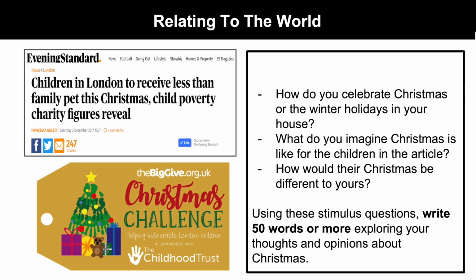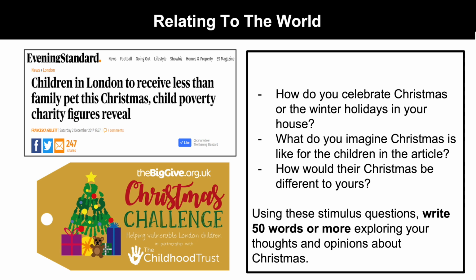Another method that Graves and Graves suggested was relating the text to the world around us. Take, for example, A Christmas Carol. A great way to think about how this text is still relevant in 2020 is to think about what's going on in the world around us today. For example, what's happening in the media. I found this Evening Standard headline, "Children in London to receive less than family pets this Christmas, child poverty charity figures reveal." I might give them the article to read and see what they think about it.